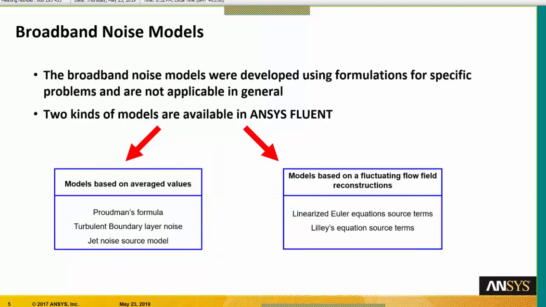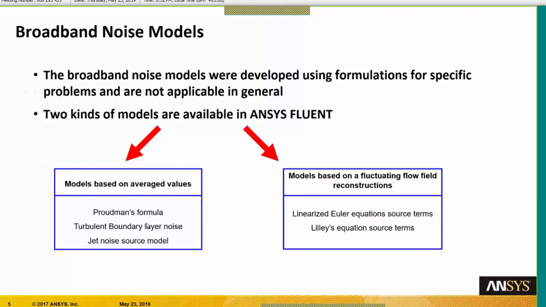So from this approach, we can define and distinguish 2 kinds of models for broadband noise modeling. First, we are going to distinguish models that are based on average values from turbulence and flow velocity fields, for example, and models based on a fluctuating flow field that is reconstructed. And this fluctuating flow field will be representative of some kind of an acoustic contribution to the aerodynamic field. So you have 3 models in this category, 2 in this one.